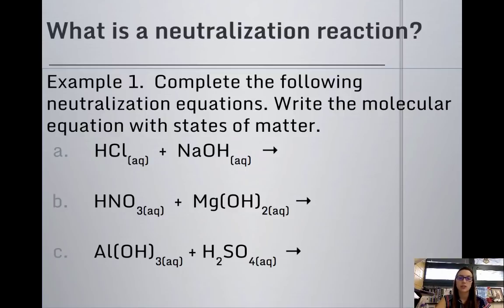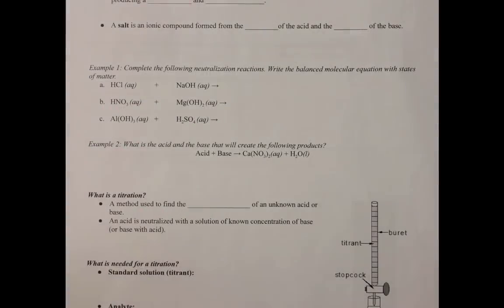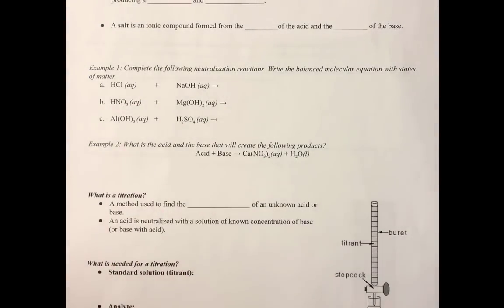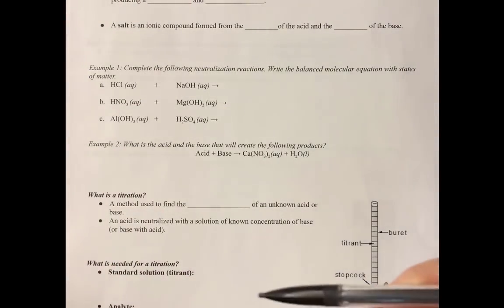Let's look at this first example. It says to complete the following neutralization equations, the molecular equation with states of matter. So we're going to have to think about our products, and ask, is the salt soluble in water? Because if it is, it's aqueous. If it's not, it's going to be a solid. We're going to look through each one of these. We're going to focus on the molecular, but I'm also going to show you how to look at the net ionic. Okay, so in example 1, it says to complete the following neutralization reactions.